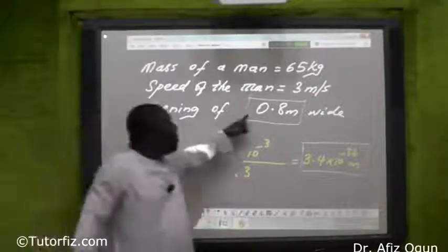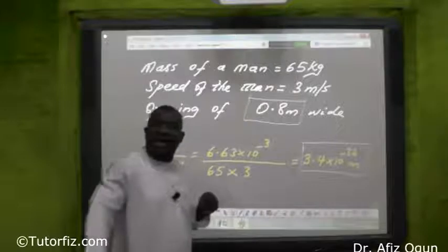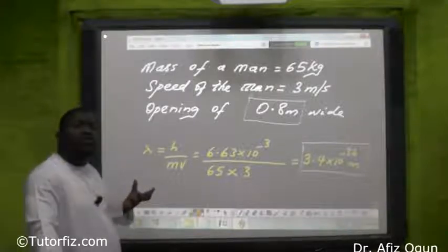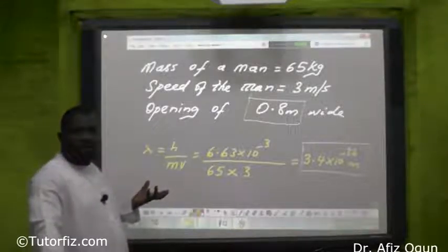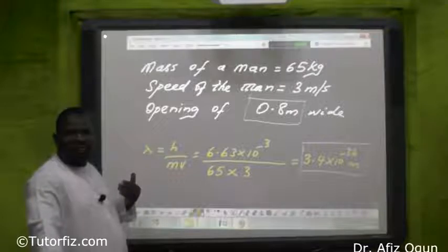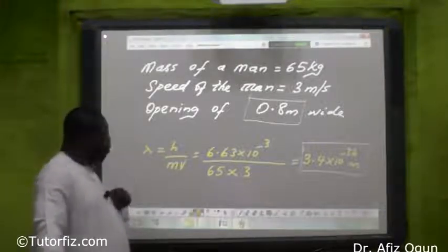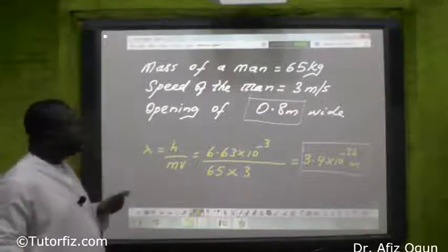This gap is so much wider than your what? Than your wavelength we have calculated. So it therefore means that we will not be able to see any diffraction pattern if you do that. Can we do anything so that you can see a diffraction pattern? Think of it. What can we do so that you can see a diffraction pattern?